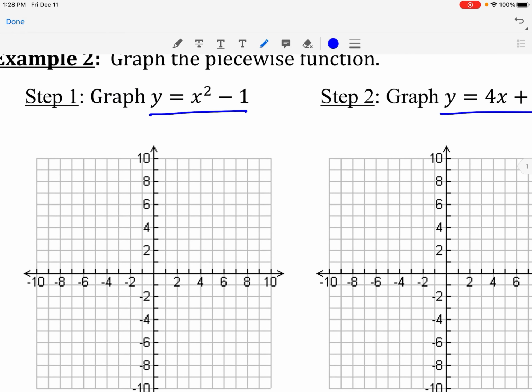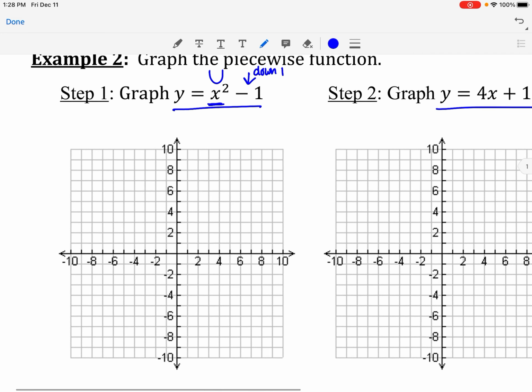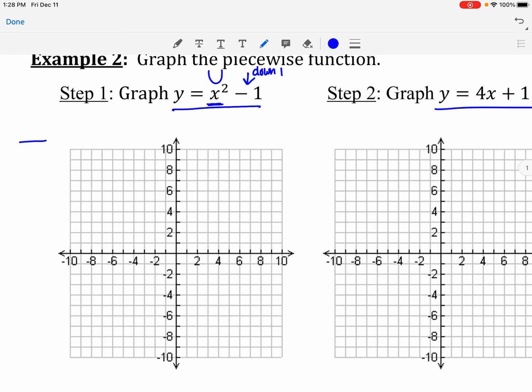Remember this x squared, you remember the shape of this, is a quadratic. And you remember what transformation happens when I have a -1 at the end. That is a translation or a shift down 1. So if you remember what x squared looks like, awesome. If not, you can graph it on your graphing calculator and find some points from there. Or you can make your own t-chart, x y. The calculator makes the t-chart for you as well.